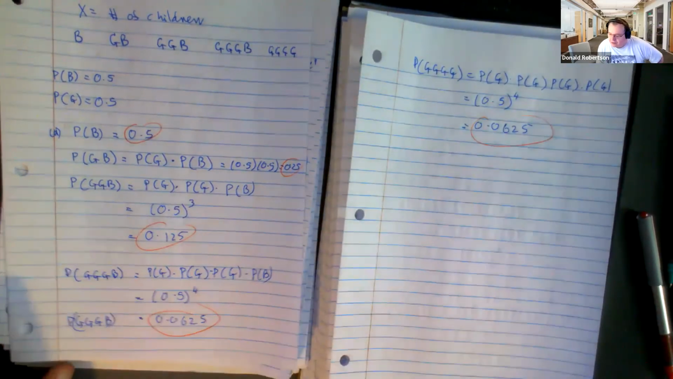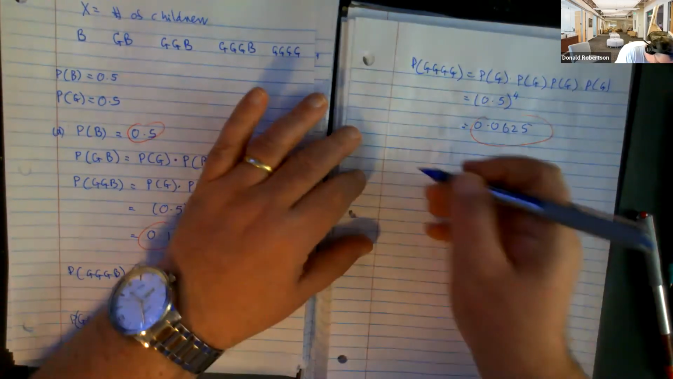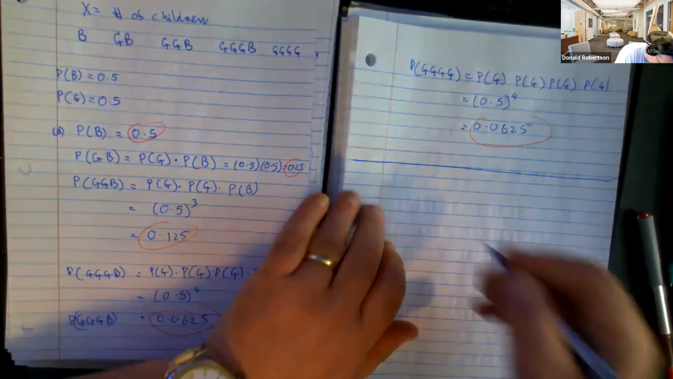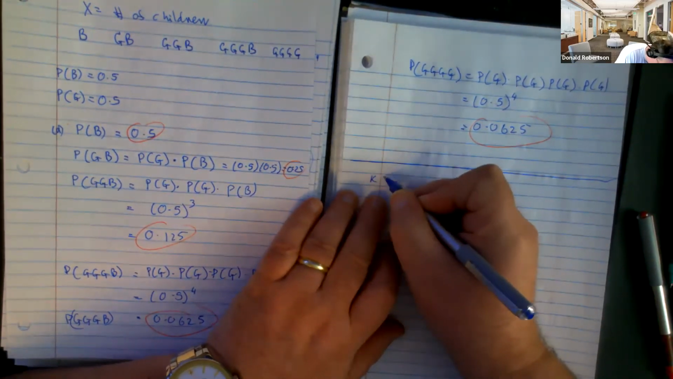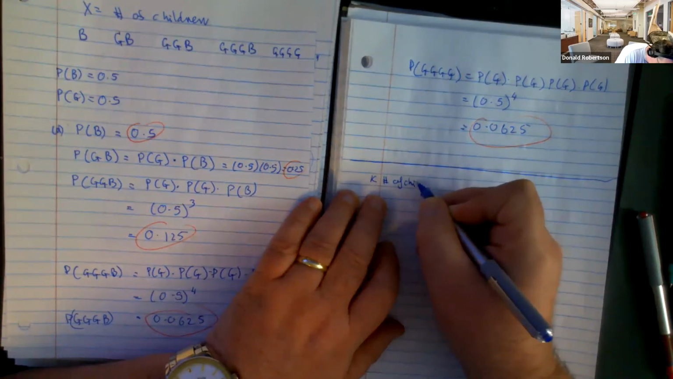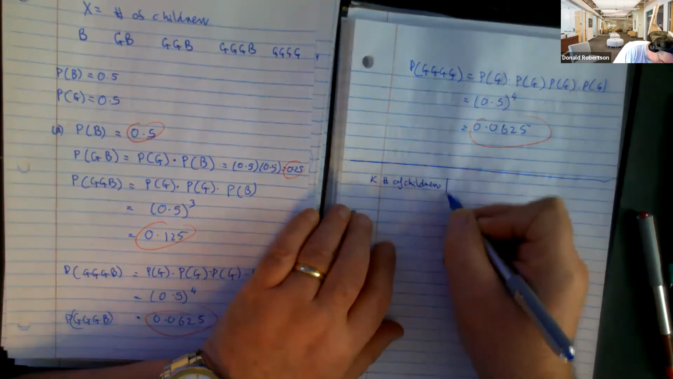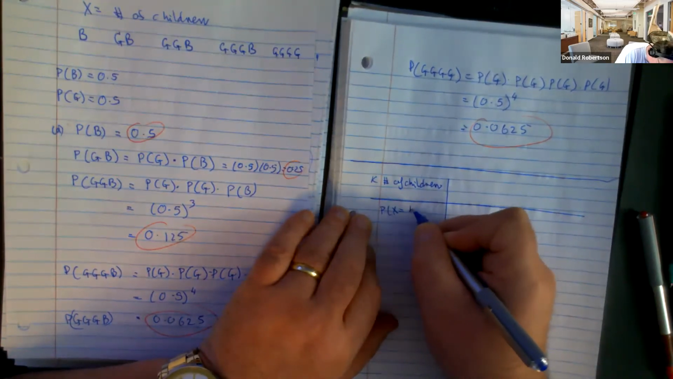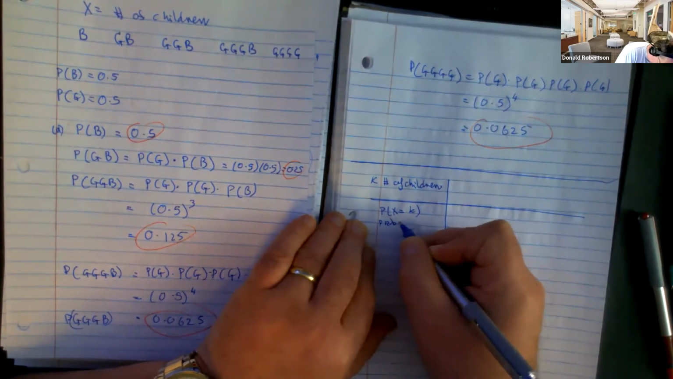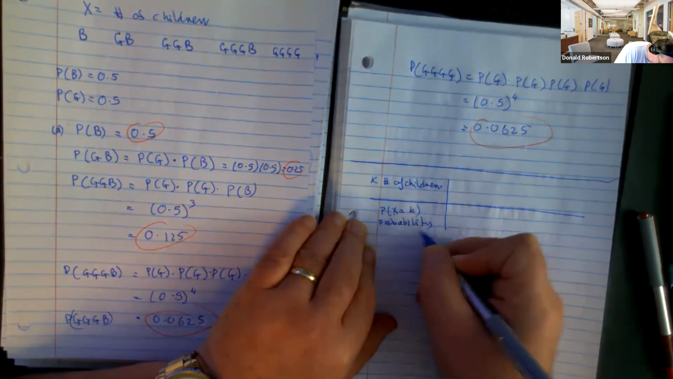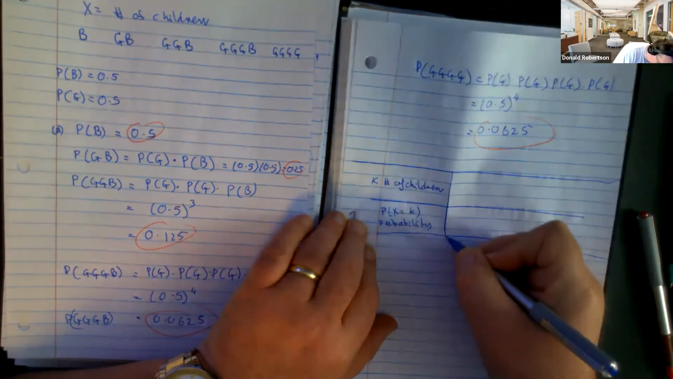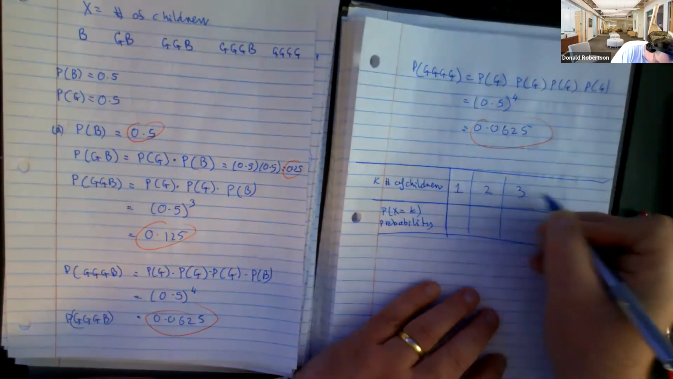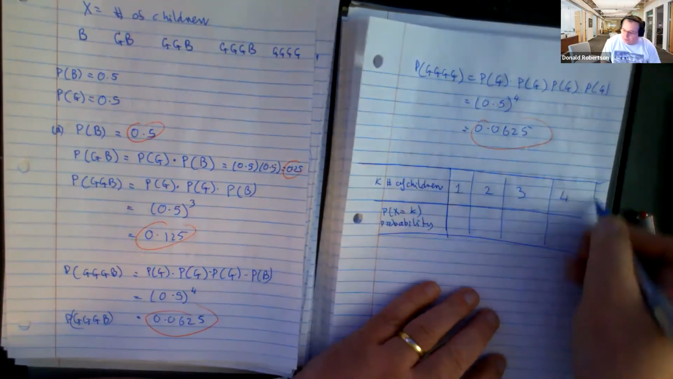Are you still with me, guys? Now we're going to create a probability distribution table. And K is going to be the number of children in the family. And then underneath, they're doing that P(X = K), which is just short for probability. Now you can have 1 child in this story, 2 children in the family, 3 children in the family, and 4, because she stops on 4. I don't need to go further.